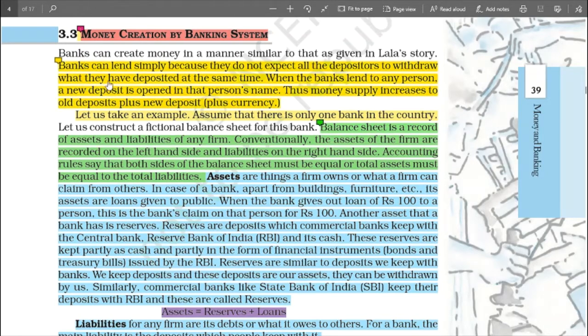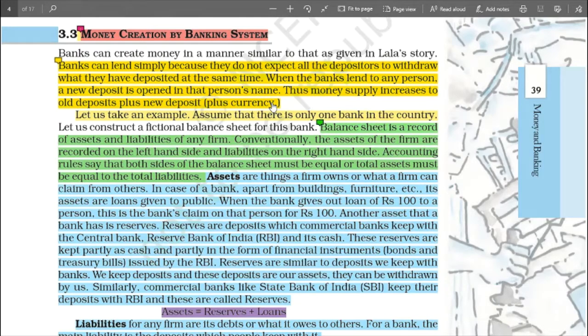So when the bank lends to any person, a new deposit is opened in that person's name. That is the point that you have to take note of. That means if you go and take a loan from the bank, you will not get the money in cash. Instead, if you don't have an account, they'll open an account for you and the money is transferred. There is no exchange of money per se, but only a transfer in the accounts.